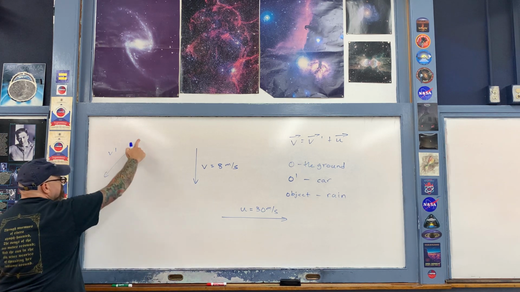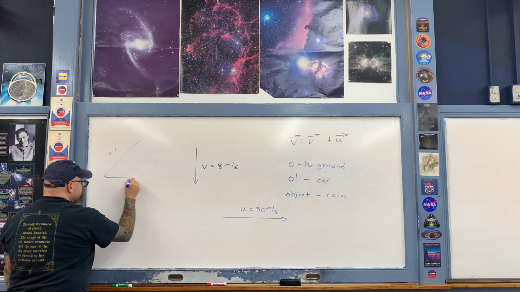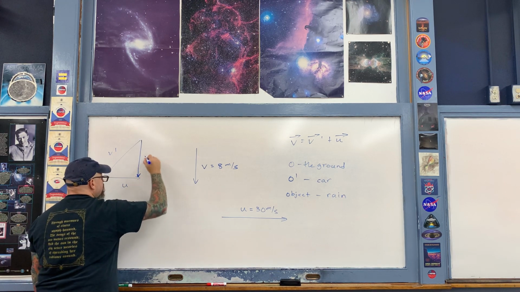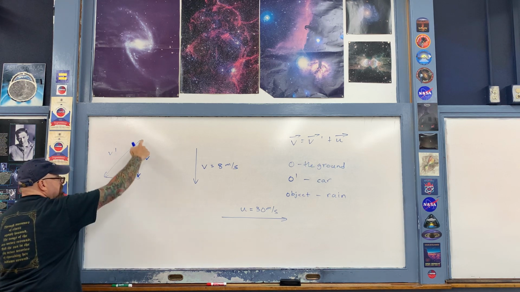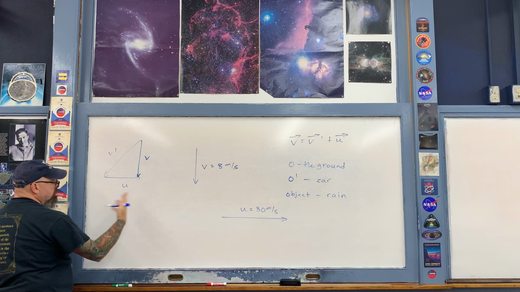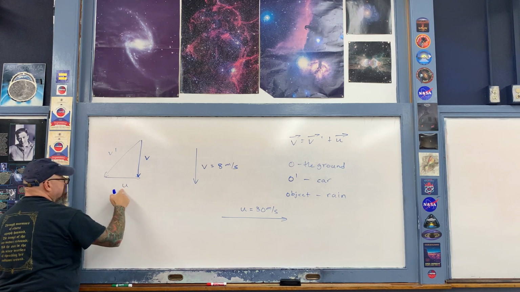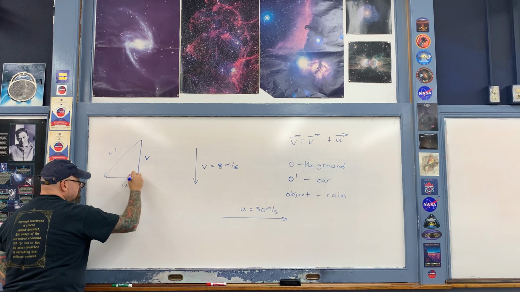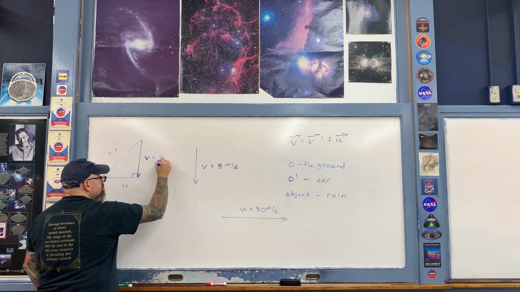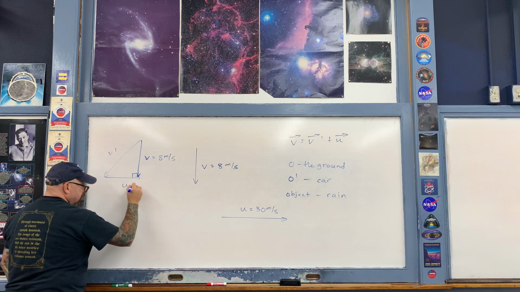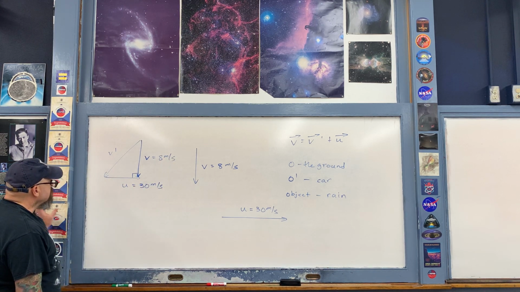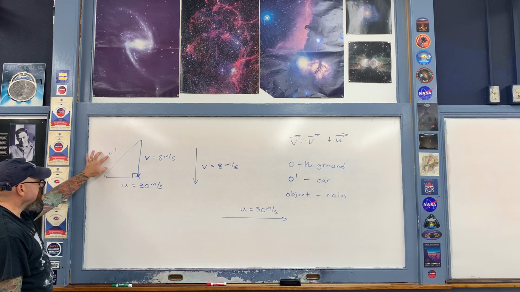We have the velocity of the rain relative to the car plus the velocity of the car relative to the ground equals the velocity of the rain relative to the ground. So V prime plus U is equal to V. And then what we'll do is once again use a little bit of Pythagorean theorem to figure out what V prime is. We once again form a right triangle in this example. This side of the triangle is 8 meters per second. This side of the triangle is 30 meters per second. And now we just use a little bit of Pythagorean theorem to find V prime.